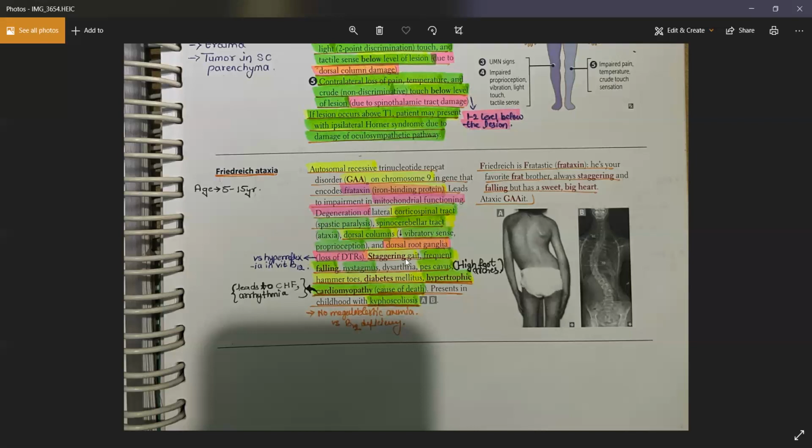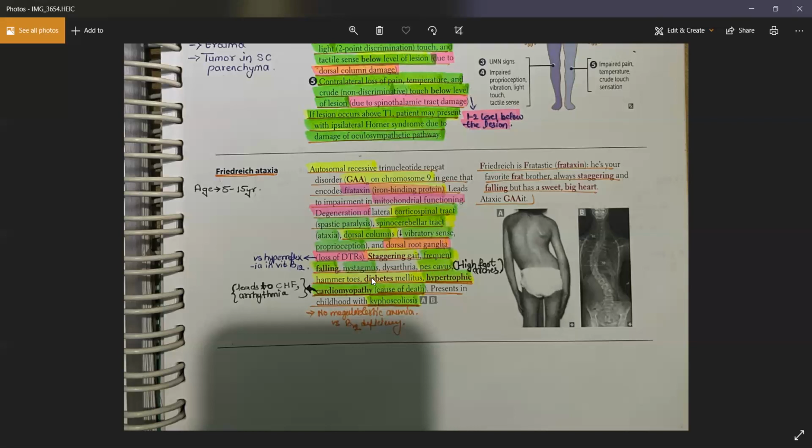The patient will have a staggering gait, frequent falling, and nystagmus. He cannot speak properly; slurring of speech, dysarthria, will be there. Pes cavus, the high arch foot. Does anyone remember any other disease having pes cavus? Marfan has a flat foot. Yes, Charcot-Marie-Tooth disease, you're having pes cavus in that, right?